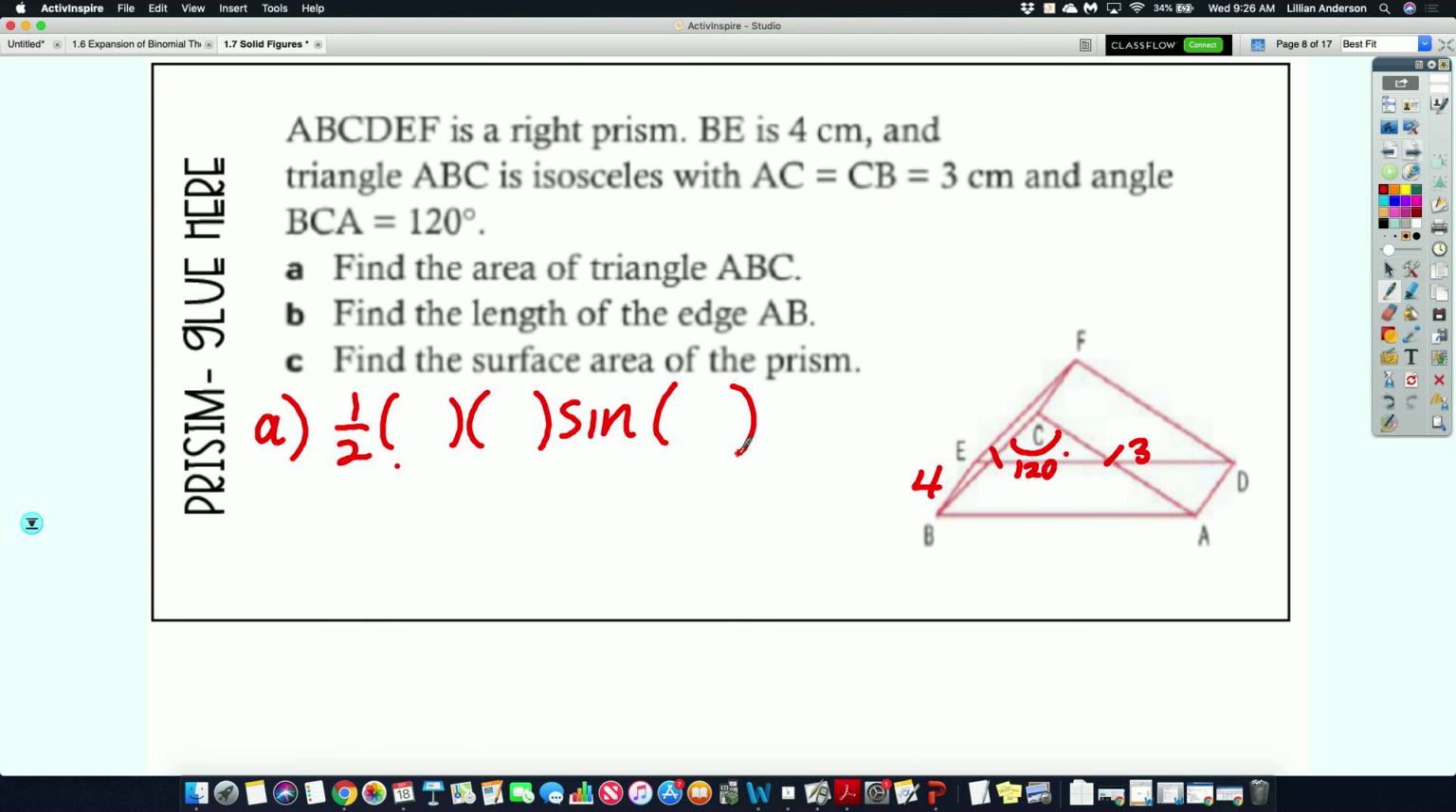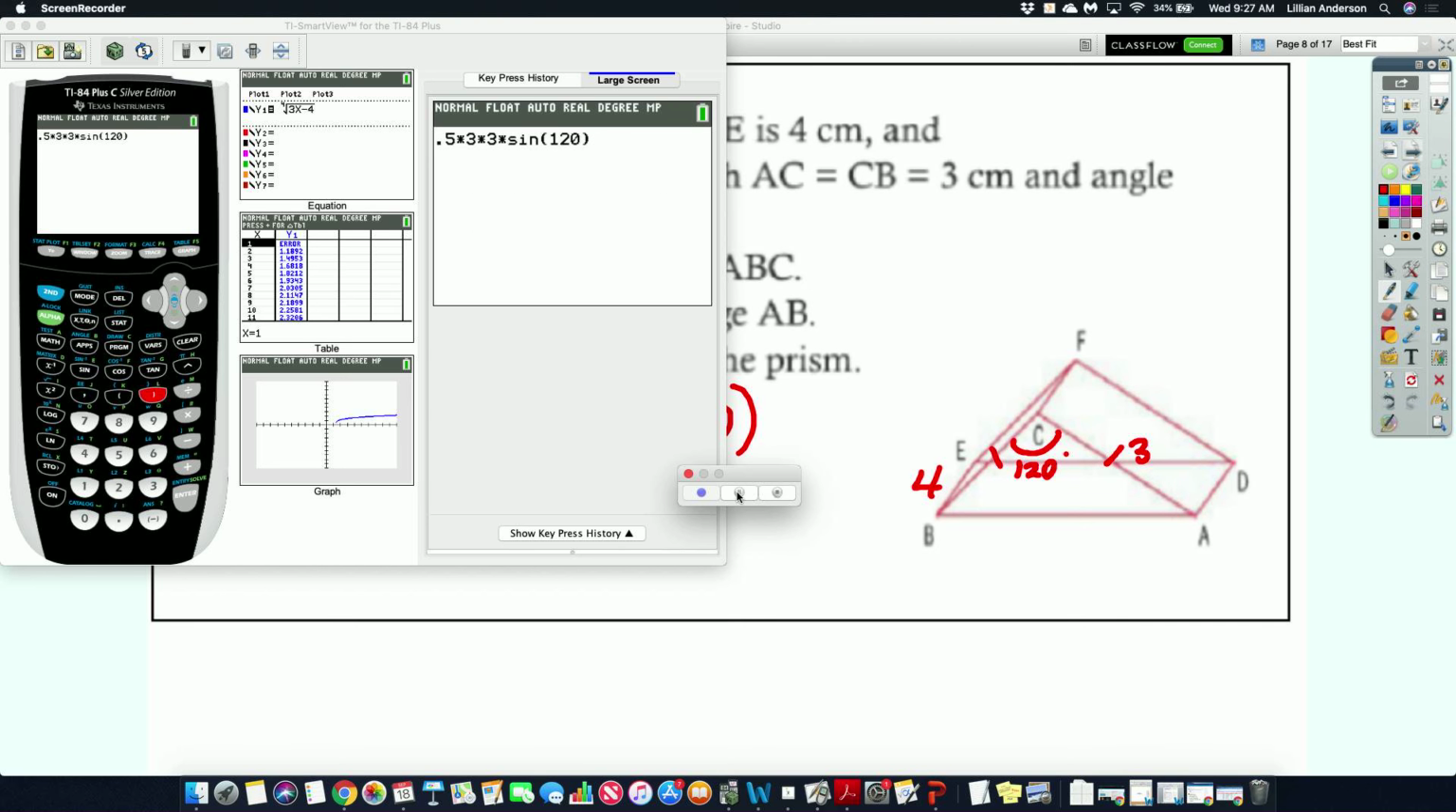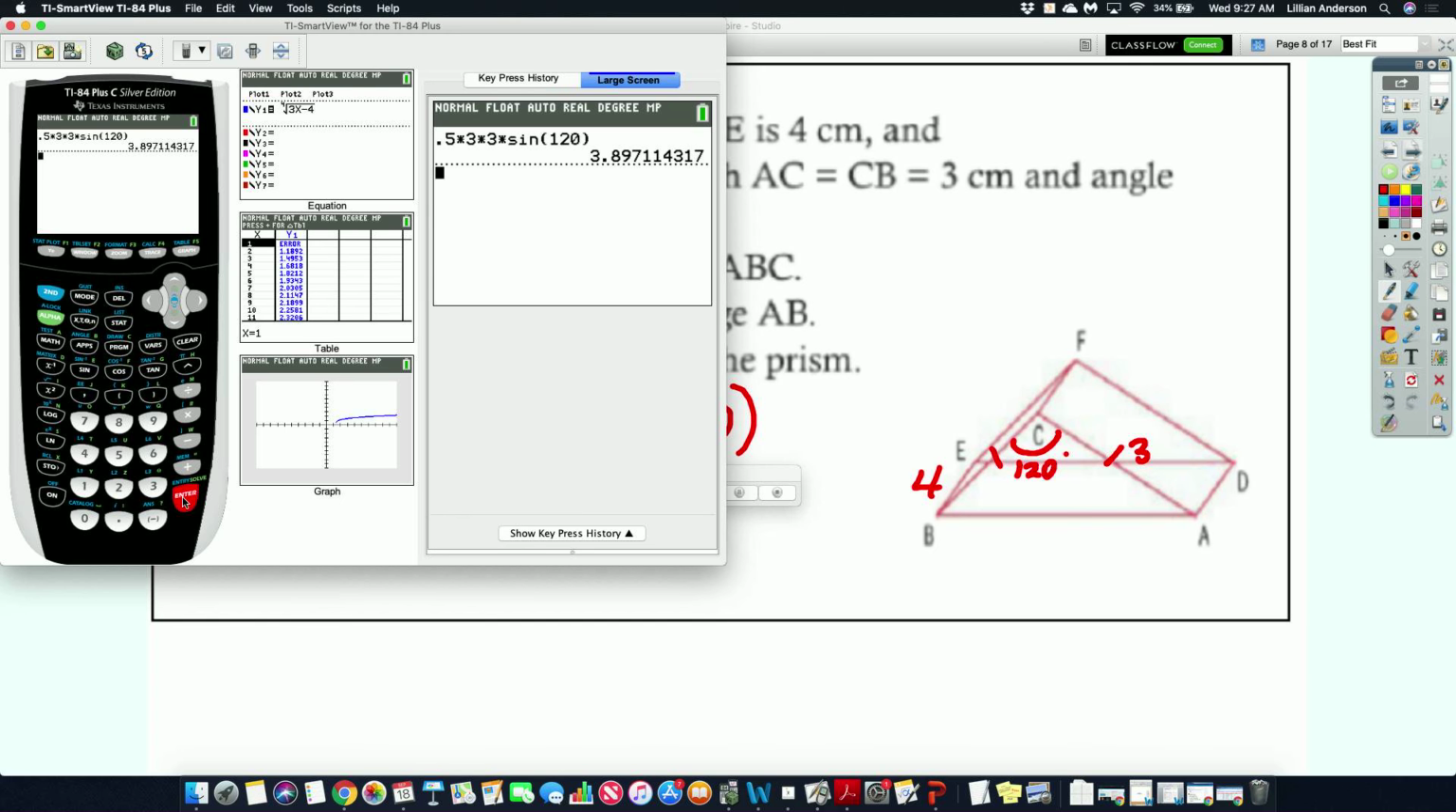What are my two sides that I'm going to use? The threes. 3 for AC, 3 for CB, and then we're going to take the sine of what angle? 120. So let's go ahead and type that into our calculator and figure that out. Do we get an answer? Yes. Was that your answer? Yes.